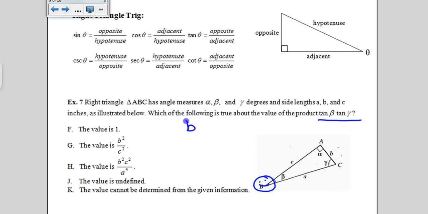So tangent of beta is B over C times, and then if I switch it up and I go to gamma, which is right here, its tangent would be opposite over adjacent, or C over B. And when I think about multiplying these two fractions together, the C's and the B's all cancel, and it gives you a 1. So it's a very weirdly worded question, but a very easy question to do.